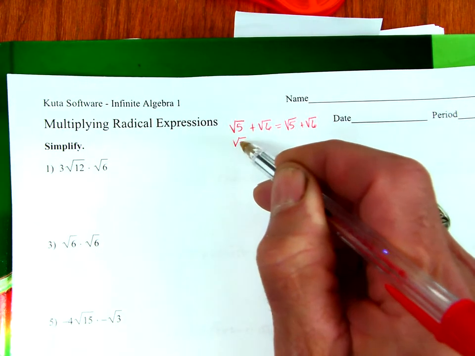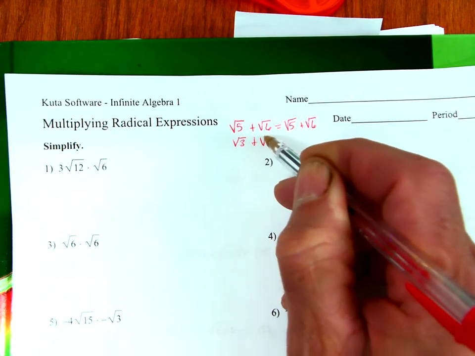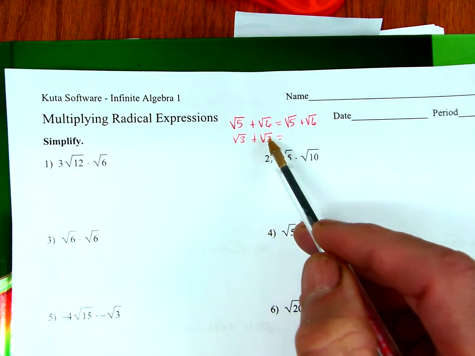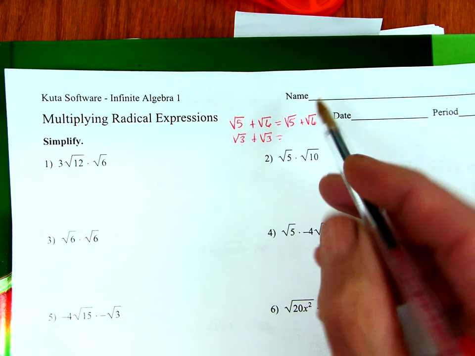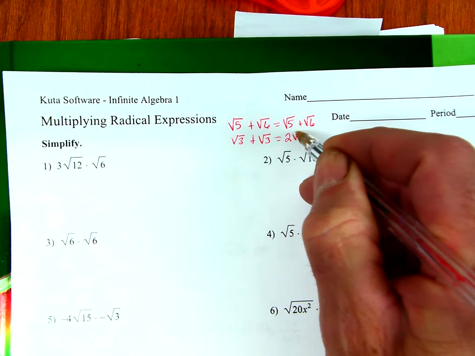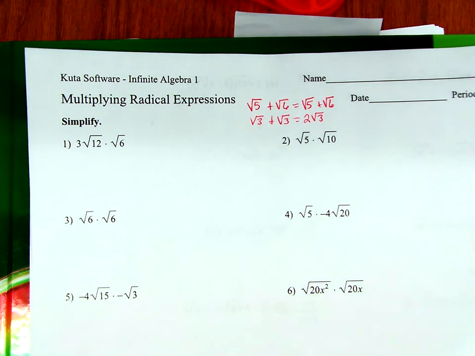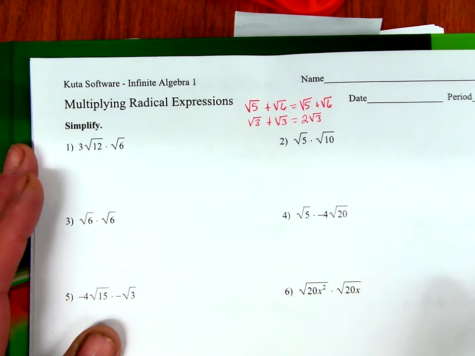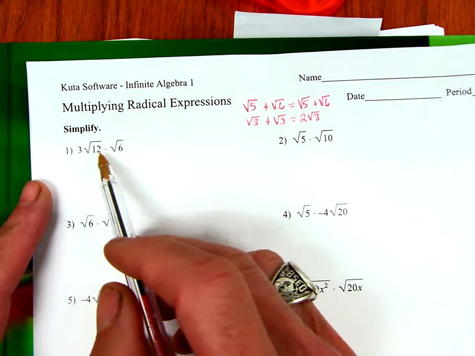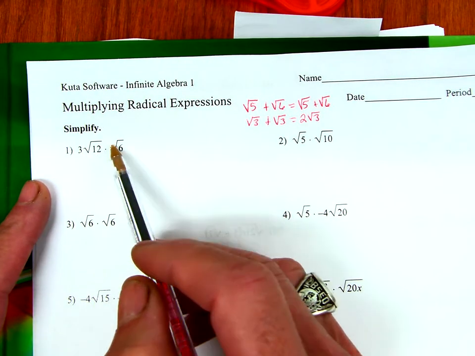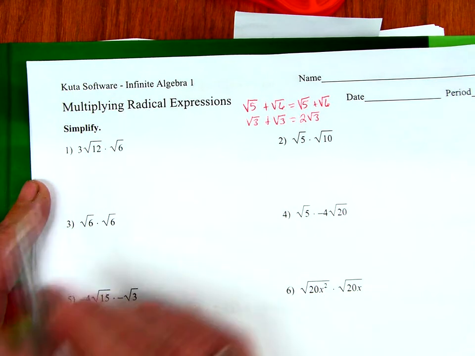If we were to do square root of 3 plus square root of 3, I have one of those objects here, one of the objects there, they're the same. We end up with 2 square roots of 3. For multiplying and dividing, though, that's out the window. You can multiply radicals that have different radicands so long as the bases, the powers, are the same.